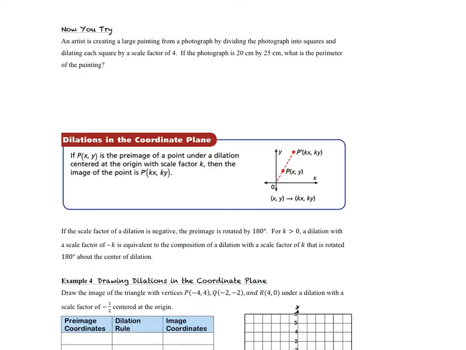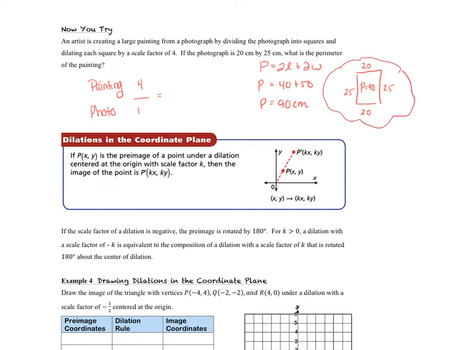Try the now you try. Pause the video, hit play when you're ready to see the answer. So first I found the perimeter of the photo. You can either draw a visual, which I did on the right, and the perimeter is 90. Or you can use the formula for perimeter of a rectangle, which is 2L plus 2W, and the perimeter is 90 centimeters. And then after that, I set up my proportion.